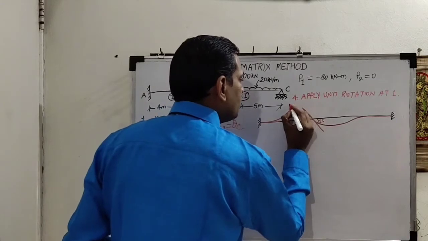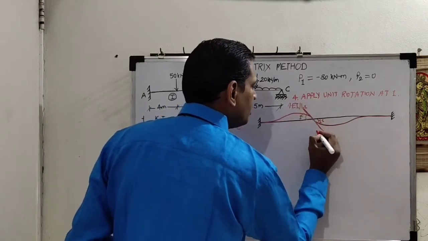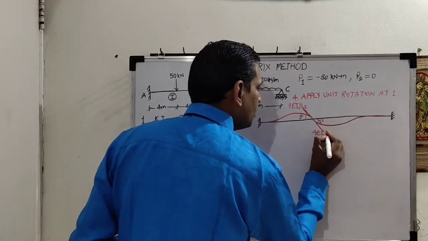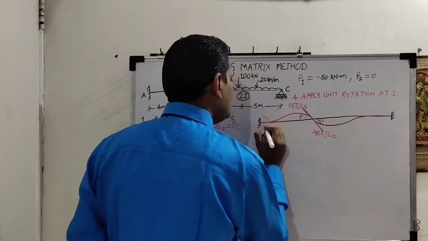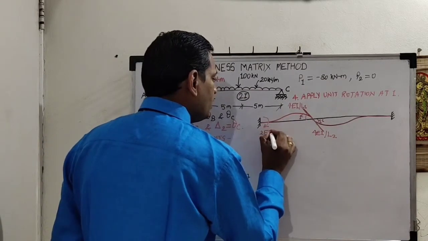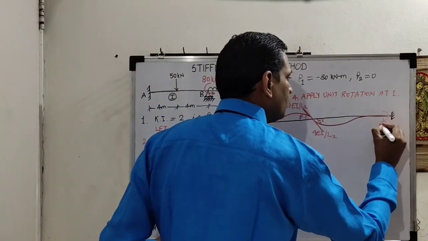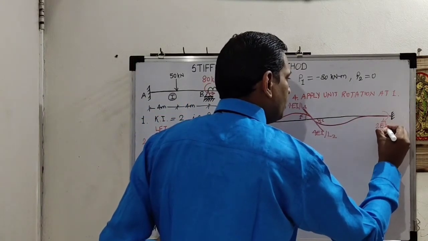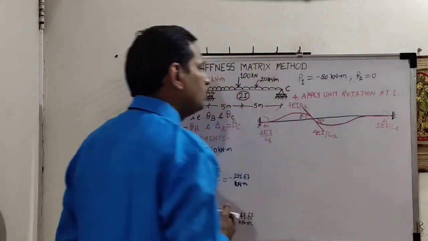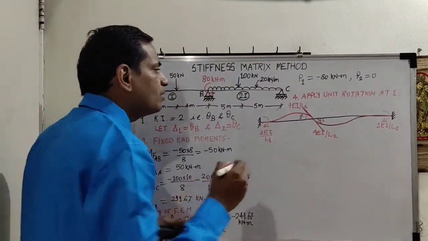Because of this, here value will be 4 EI upon L1. Here it will be 4 EI upon L2. This will be half of 4 EI by L1. So it is 2 EI by L1. Here 2 EI by L2. Okay. So our location 1 is here.